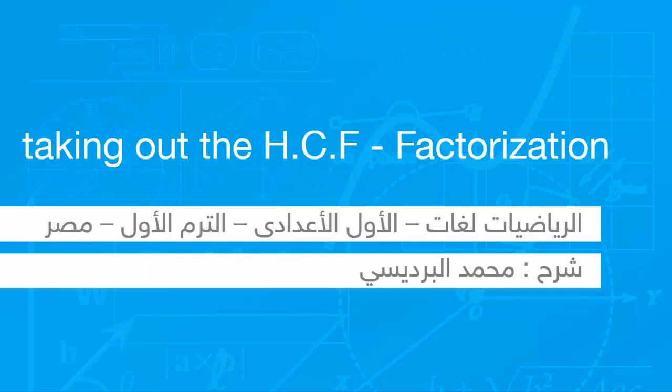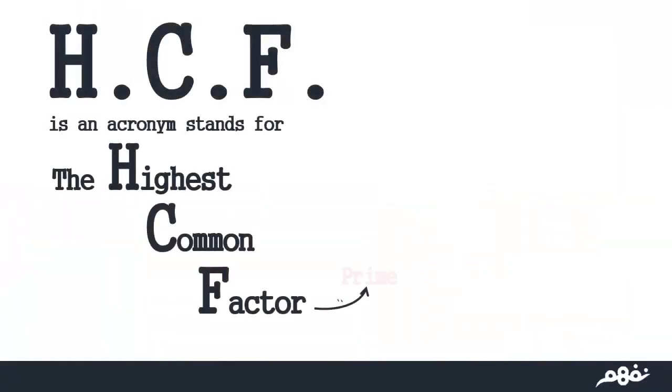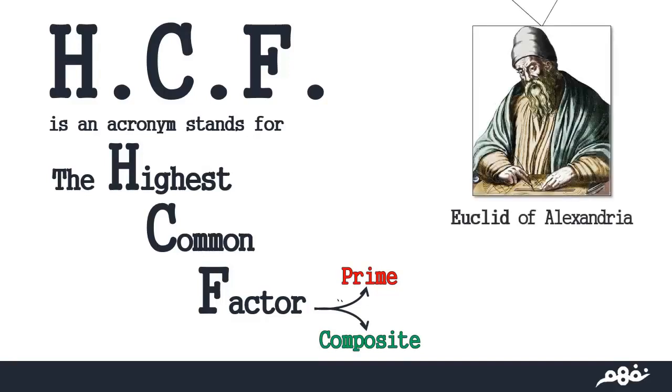Factorization by taking out the HCF. But what does this mean? The HCF is an acronym which stands for the highest common factor. This factor may be prime or composite, and this was first revealed by the Greek scientist Euclid of Alexandria.